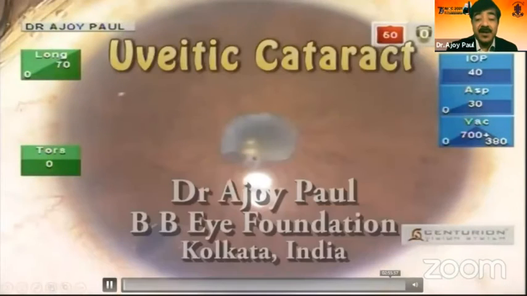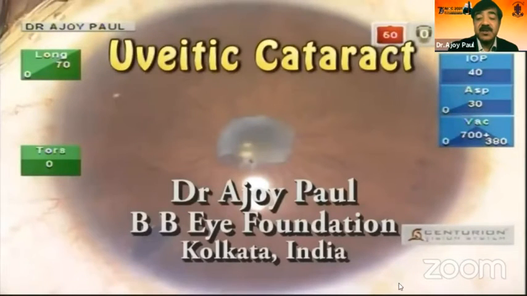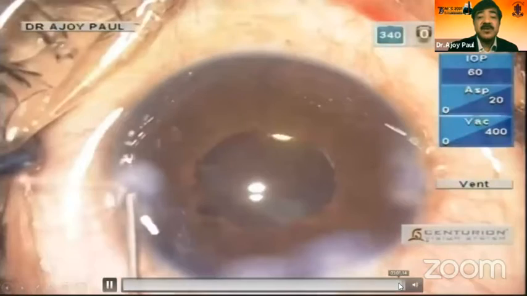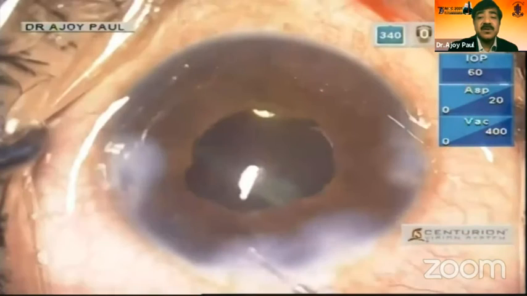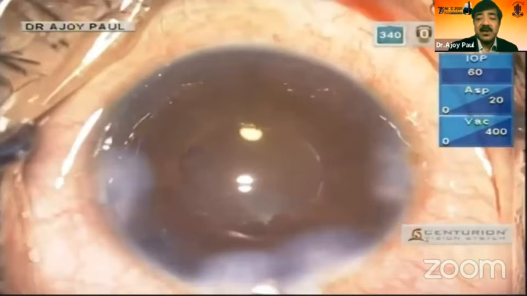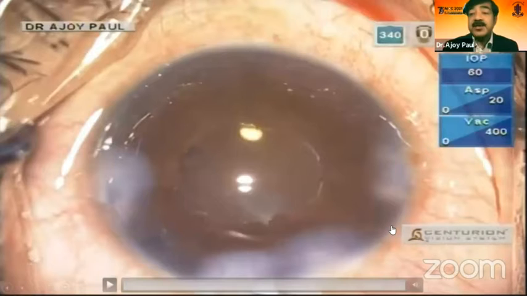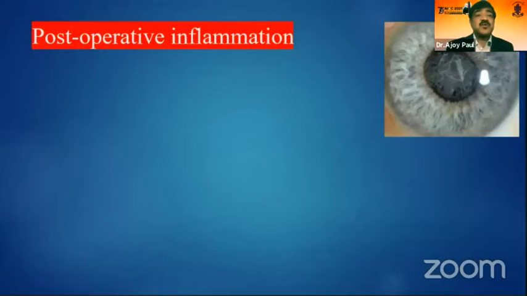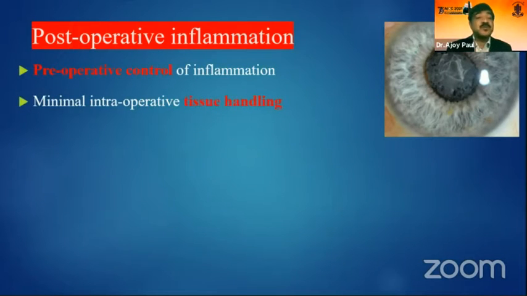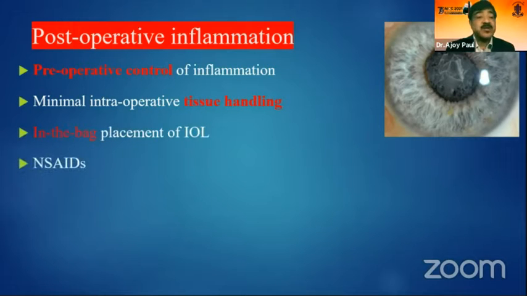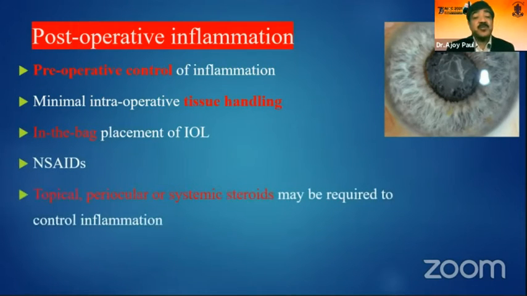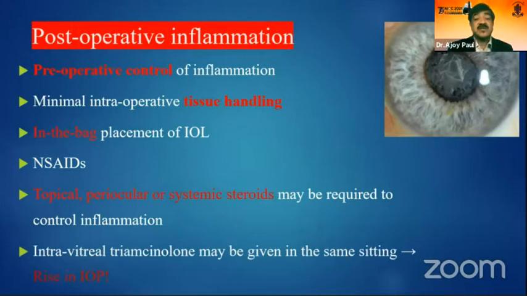Here you can see at the end of the surgery what the inflammation is like. I put an intravitreal triamcinolone. So, post-operative inflammation depends on how you control the inflammation pre-operatively. Minimal intraoperative tissue handling, in-the-bag placement of IOL, NSAIDs, and topical or periocular steroids as may be deemed necessary, and intravitreal triamcinolone.